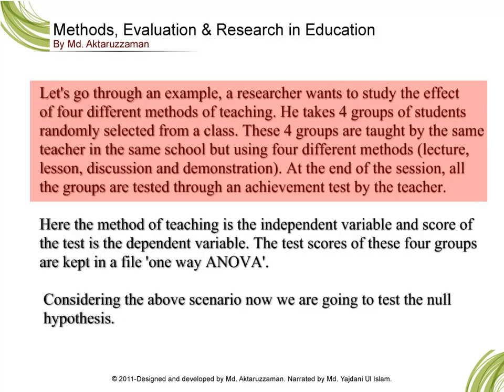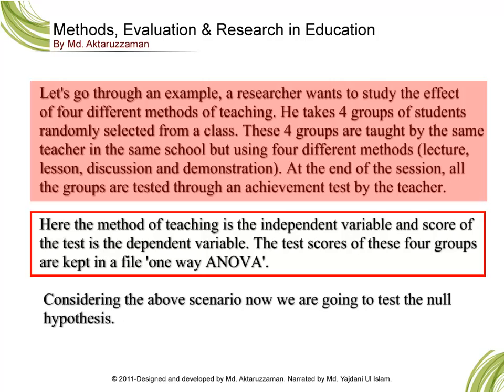A researcher wants to study the effect of 4 different methods of teaching. He takes 4 groups of students randomly selected from a class. These 4 groups are taught by the same teacher in the same school, but using 4 different methods like lecture, lesson, discussion, and demonstration. At the end of the session, all the groups are tested through an achievement test by the teacher. Here, the method of teaching is the independent variable and the score of the test is the dependent variable. The test scores of these 4 groups are kept in a file, One-way ANOVA.